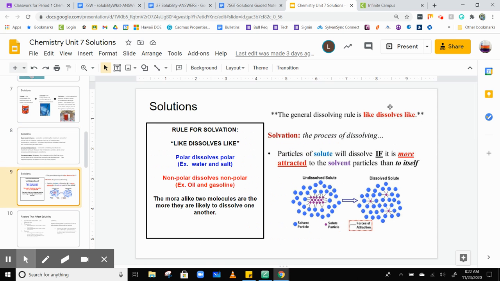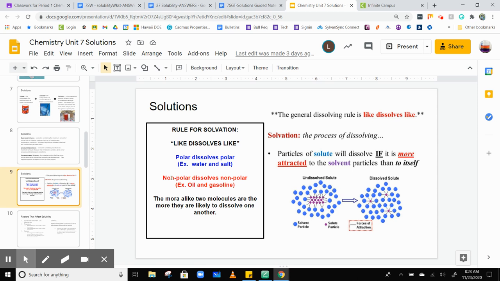So first thing is the rules for solvation. The general rule is that like dissolves like. We're going to talk more specifically about the solubility rules tomorrow, probably. Today, we're just going to really quickly talk about the principle behind it. So like dissolves like: polar dissolves polar, and nonpolar dissolves nonpolar. The more alike the solvent and solute particles are, the more likely they are to dissolve one another.